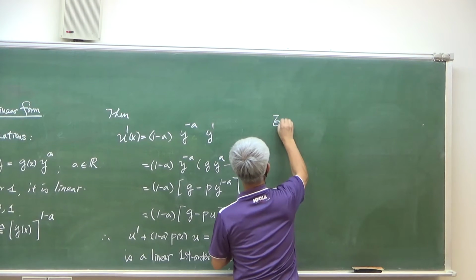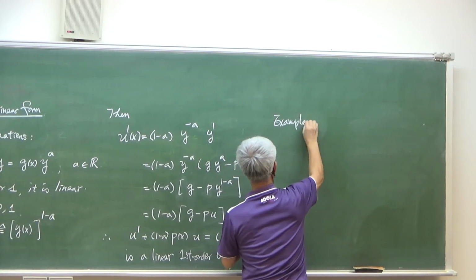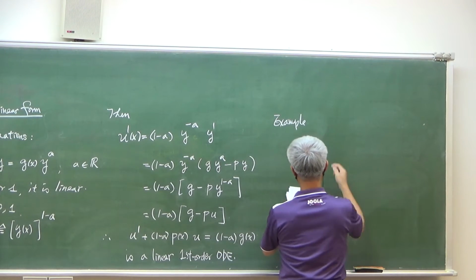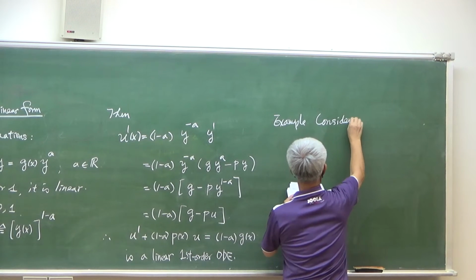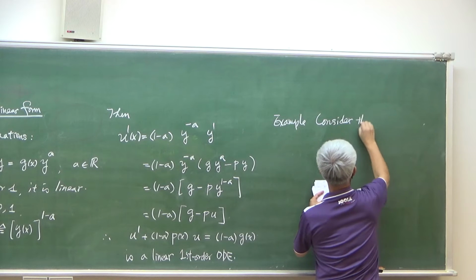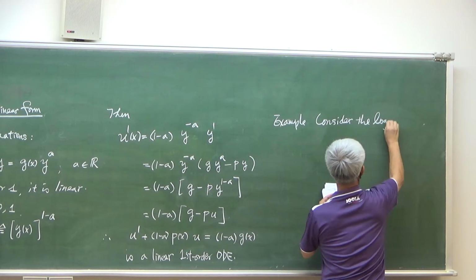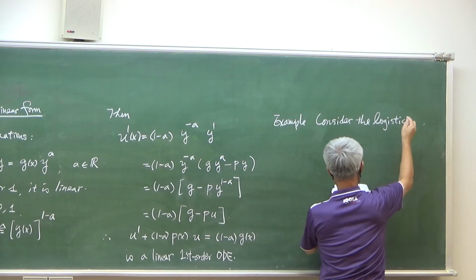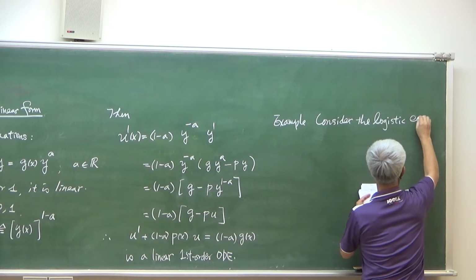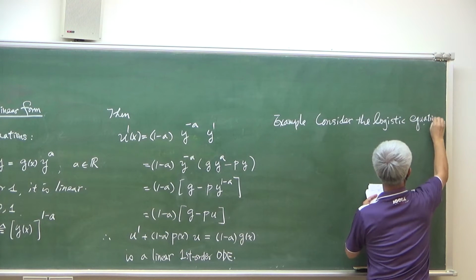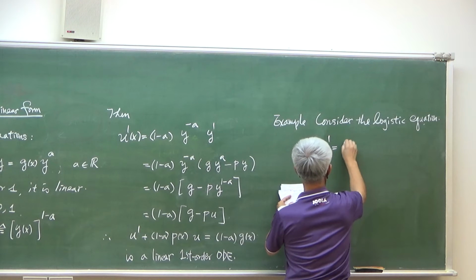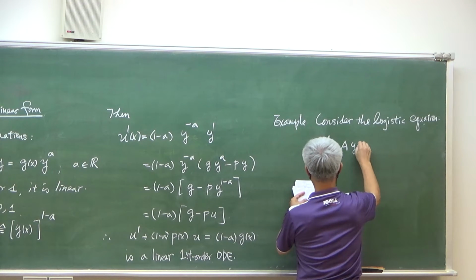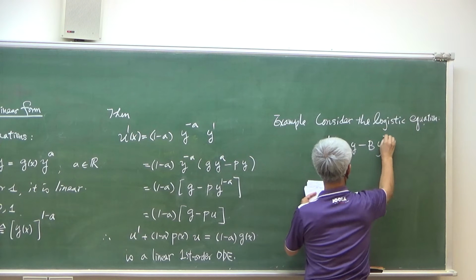Alright, so let's take an example. Consider the logistic equation. y prime is equal to a y minus b y squared.